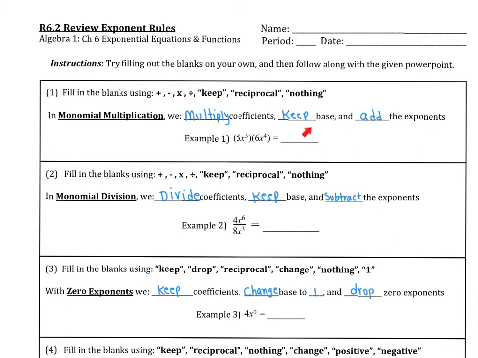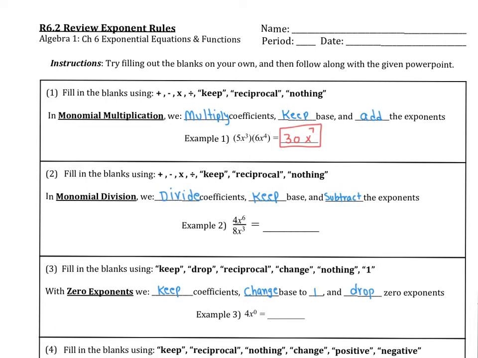So if we apply this rule to solve this example, then we multiply the coefficient, which is 5 times 6, that is 30. We keep the base, so that is x, the base that is underneath the exponent. And we are going to add the exponent, that is 3 plus 4, and it is 30 x to the power 7, your answer.